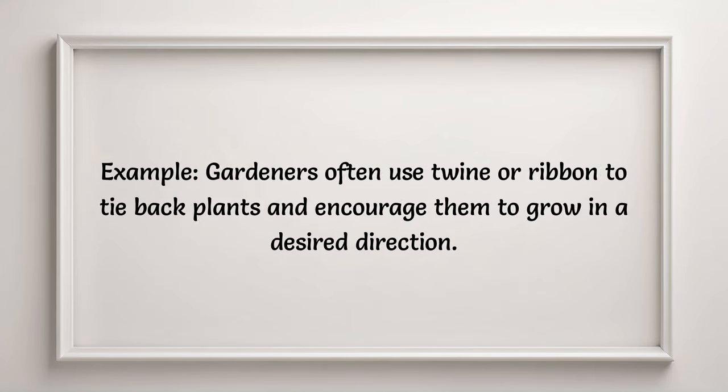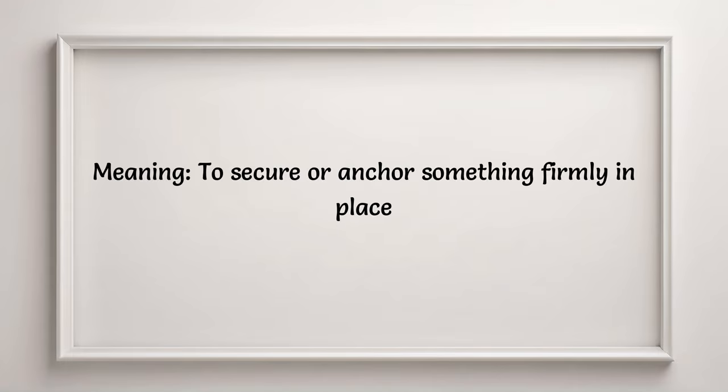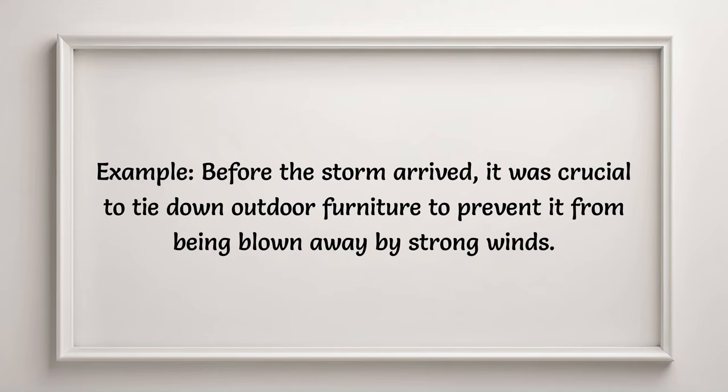Example, gardeners often use twine or ribbon to tie back plants and encourage them to grow in a desired direction. Tie down. Meaning, to secure or anchor something firmly in place. Example, before the storm arrived, it was crucial to tie down outdoor furniture to prevent it from being blown away by strong winds.